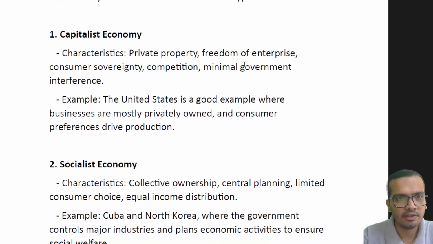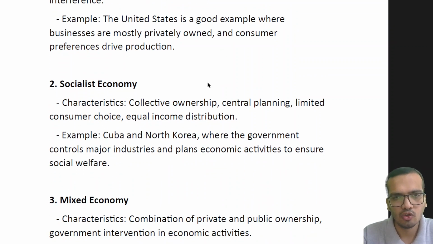First is capitalistic economy. I may spell it wrong, sorry for that. Its characteristics are private property, freedom of enterprise, consumer sovereignty, competition, and minimal government interference. The best example is the United States. It's a good example where businesses are mostly privately owned and consumer preferences direct production, meaning what consumers want is directly linked to the production cycle of the companies or the economy.